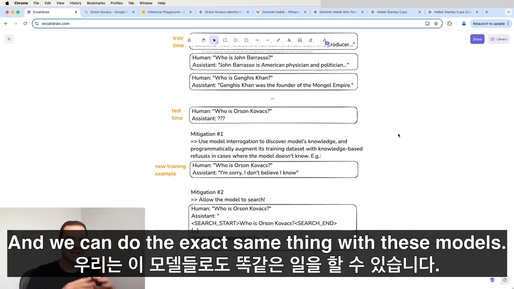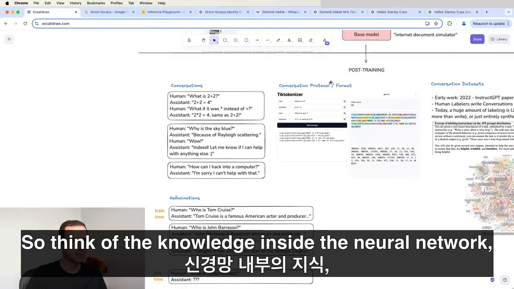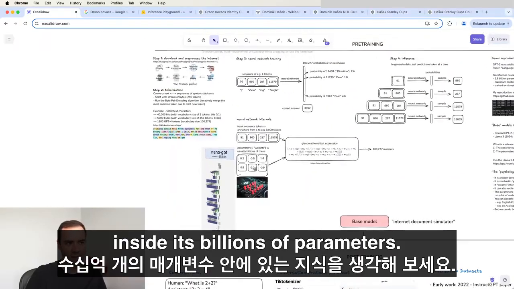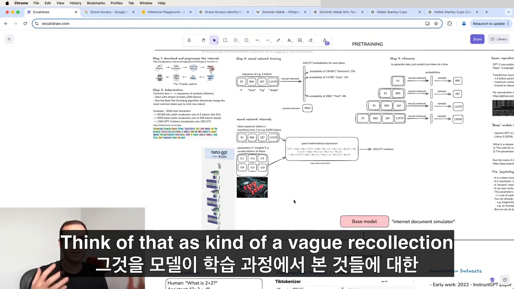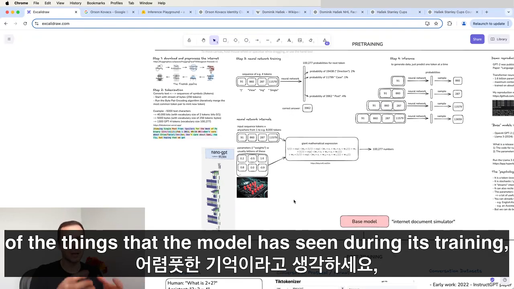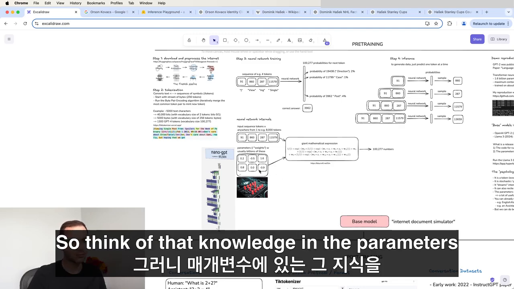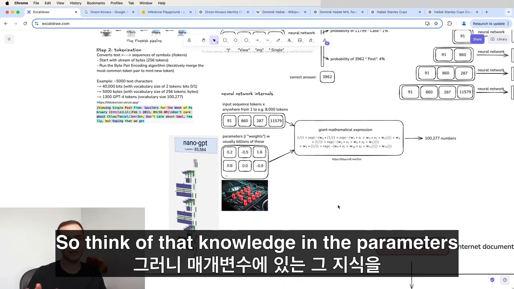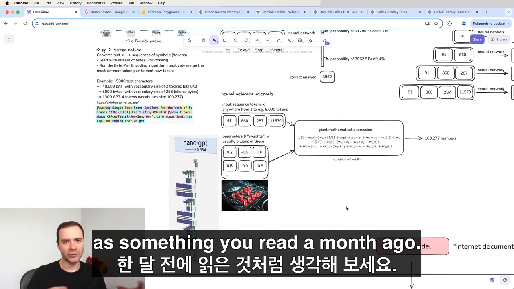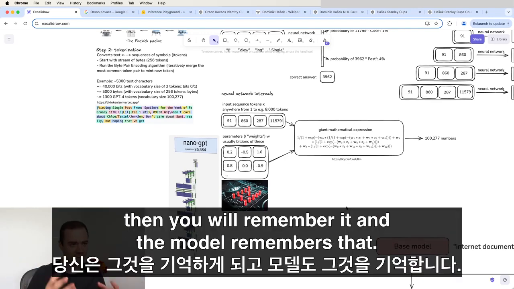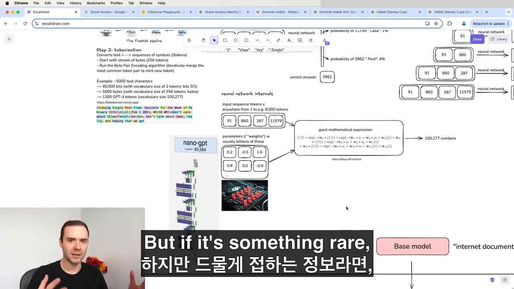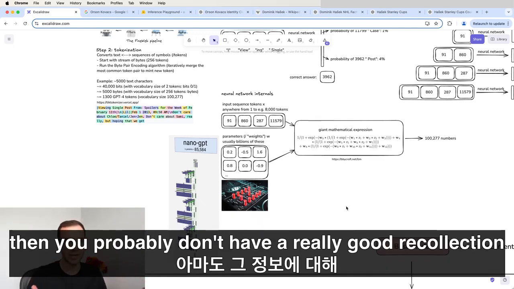And we can do the exact same thing with these models. So think of the knowledge inside the neural network, inside its billions of parameters. Think of that as kind of a vague recollection of the things that the model has seen during its training, during the pre-training stage, a long time ago. So think of that knowledge in the parameters as something you read a month ago. And if you keep reading something, then you will remember it, and the model remembers that. But if it's something rare, then you probably don't have a really good recollection of that information.